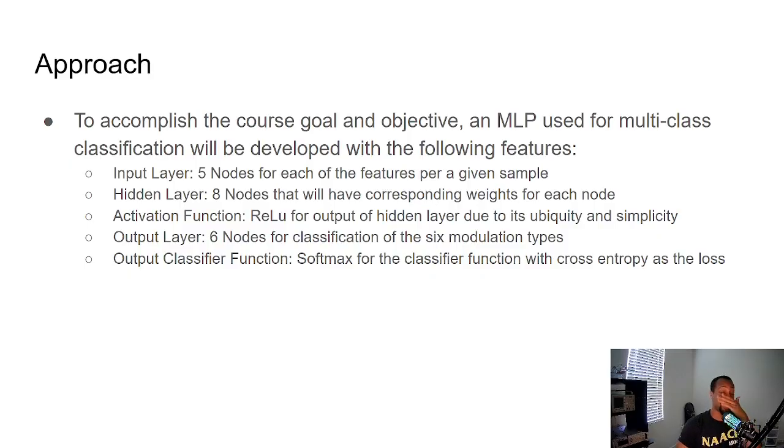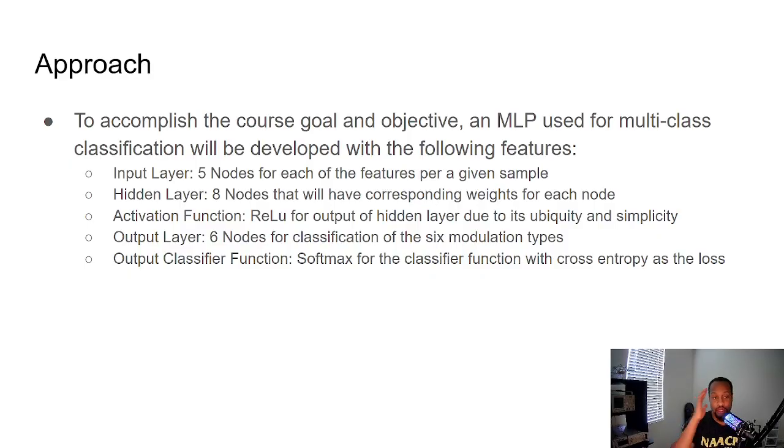My approach is to develop a multi-layer perceptron for multi-class classification. The structure of my multi-layer perceptron will be an input layer that has 5 nodes, one for each of the 5 features of a sample. I'm going to have a hidden layer with 8 nodes with corresponding weights for each node. The activation function for the nonlinearity of the MLP will be the ReLU, which is 0 if your input is less than 0, and X if your input is X, where X is greater than 0.